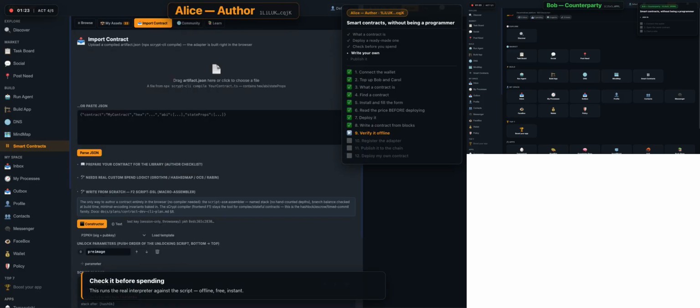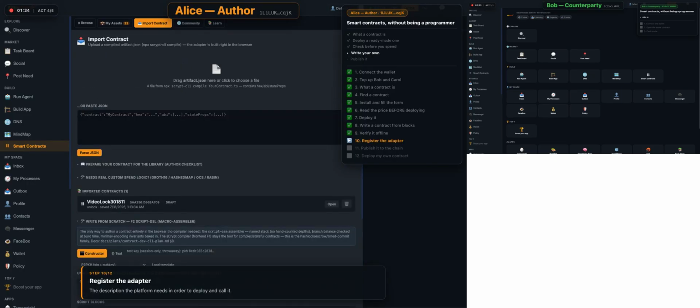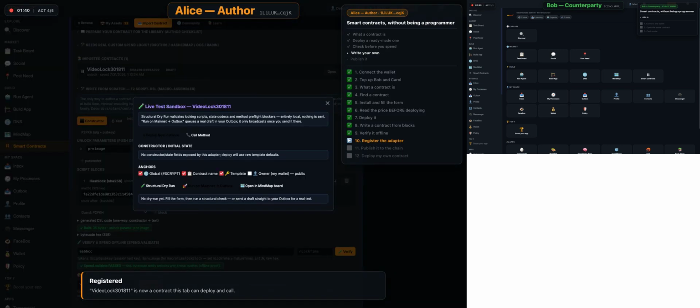Now, the part that usually needs a developer. Alice writes her own contract out of blocks. She loads the hashlock template, and the constructor shows exactly what the stack holds after every block. No hand-counted depths, no compiler.